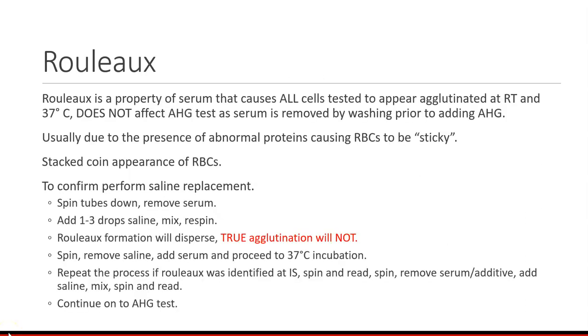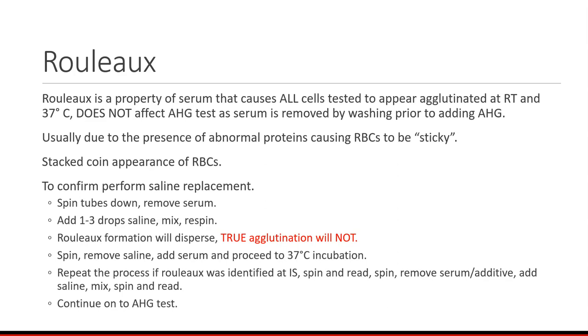Rouleaux is a property of serum that causes all cells tested to appear agglutinated at room temperature and 37. It does not affect the AHG phase of testing, as all the serum is removed by washing prior to adding the Coombs serum. Rouleaux is usually due to the presence of abnormal proteins causing the red cells to be sticky. It has a stack of coins appearance of the red cells if you look at it under the microscope.